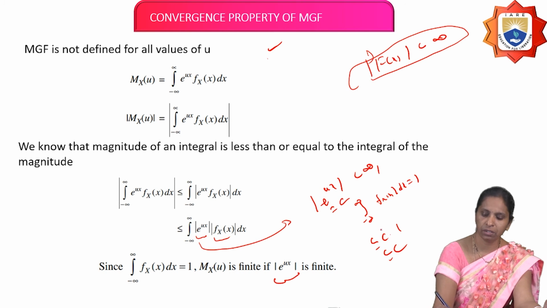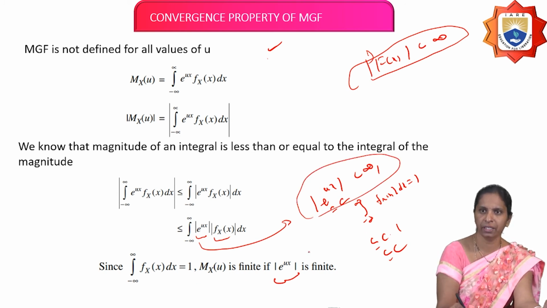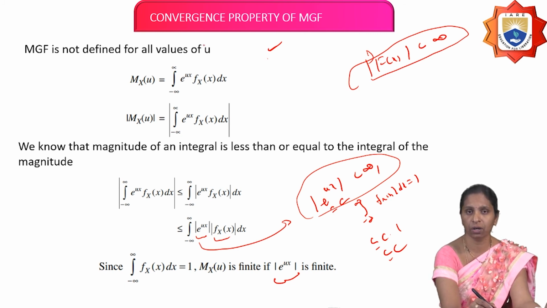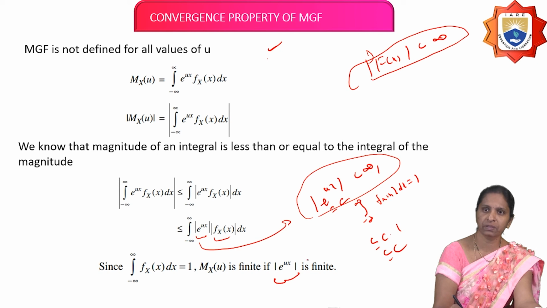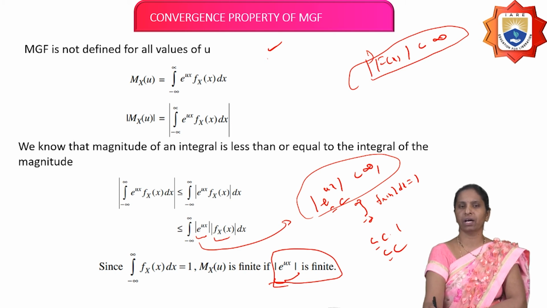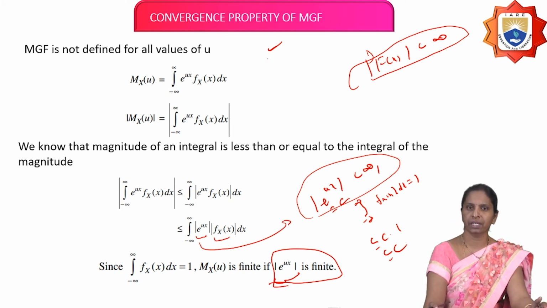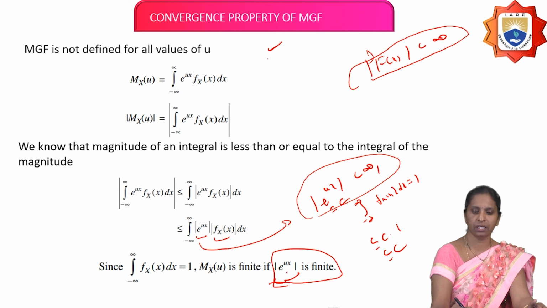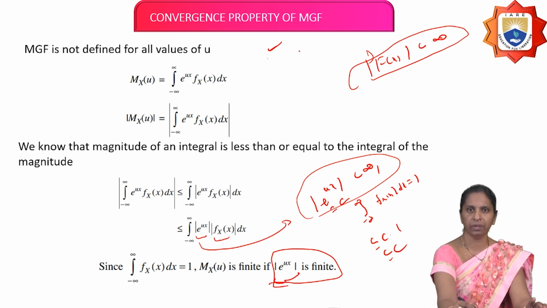So if and only if mod of e power ux is finite, then only the moment generating function exists. But the characteristic function will always exist. For the moment generating function, what condition can you state? If the mod of e power ux is less than infinity, or is a finite value, then you can say that the moment generating function can exist.